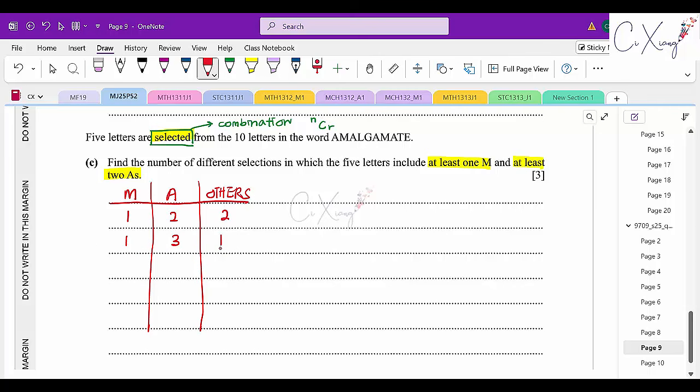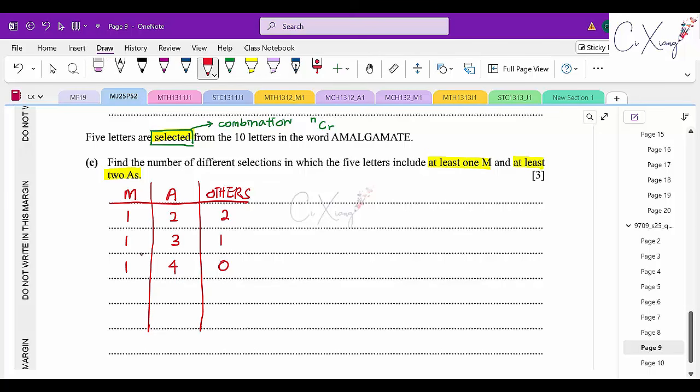Can I have 1 M, 4 A's, then 0 others? Yes. Then what else? Can I have 1 M with 5 A's? Cannot, because I don't have 5 A's. And if you put it this way, it is already more than the 5 letters that you want to select. So you cannot have 1 M and 5 A's anymore.